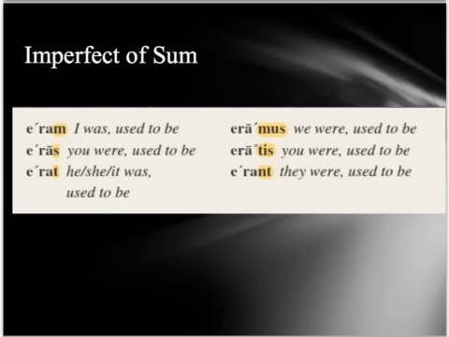The imperfect of sum is very similar to the future of sum, except instead of using BI, you're using A. So it's eram, eras, erat, eramus, eratis, erant. Notice the translation: I was, I used to be, or I kept on being is another one.